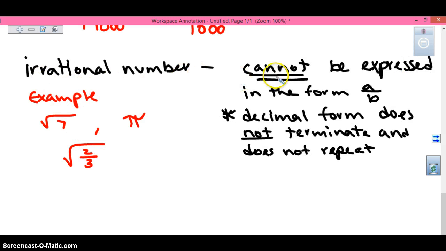Irrational numbers are numbers that cannot be expressed in the form of a over b. That means it's a number that we cannot write as a fraction. In its decimal form, it does not terminate and does not repeat.